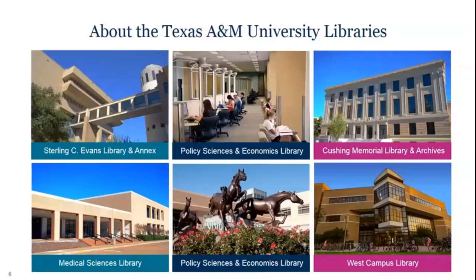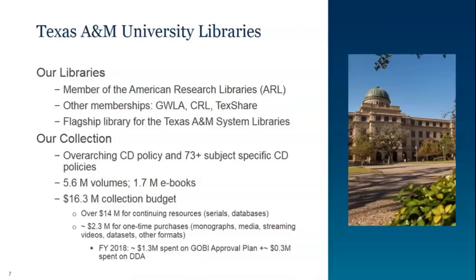Texas A&M University Libraries is a member of the Association of Research Libraries and also a member of the Greater Western Library Alliance, GWLA, a consortium of 39 research libraries across the United States. We are also a member of the Center for Research Libraries, and we are participating in TexShare, which is a consortium of Texas libraries joining together to share print and electronic materials.